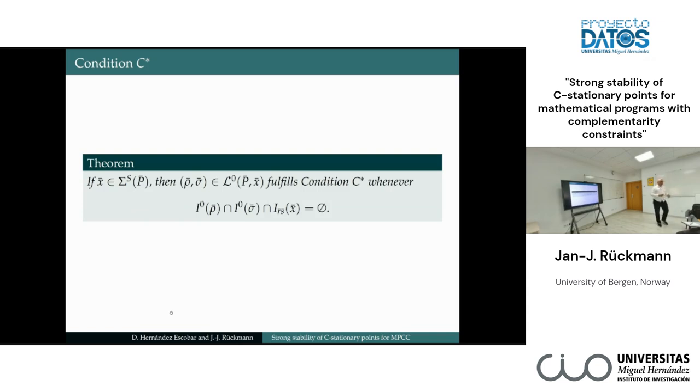Actually, to be honest, this is a big problem, and we don't know up to now how to manage such a situation where both Lagrange multipliers are zero. What can we say about strong stability in that case? This is an open question, not only for C stationarity, also for other stationarity concepts.